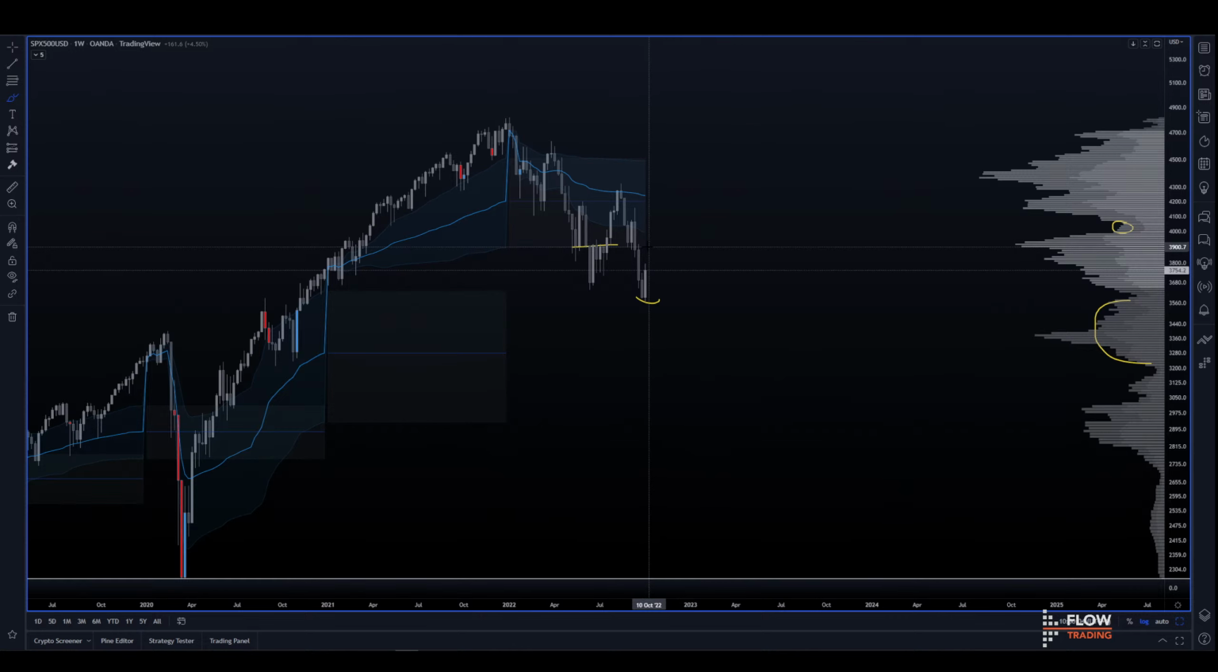If, however, we do break above this, then the next level that I'll be looking at is that big round number of 4,000 points. 4,000 points is also the developing value area low of this year, and of course that's a really important level. If we get back all the way up there, we could probably bet on a bear market rally. But for me, this is going to be stopped either here or even at 4,000. So 3,900, 4,000 points is where basically this gets stopped and perhaps continues lower.